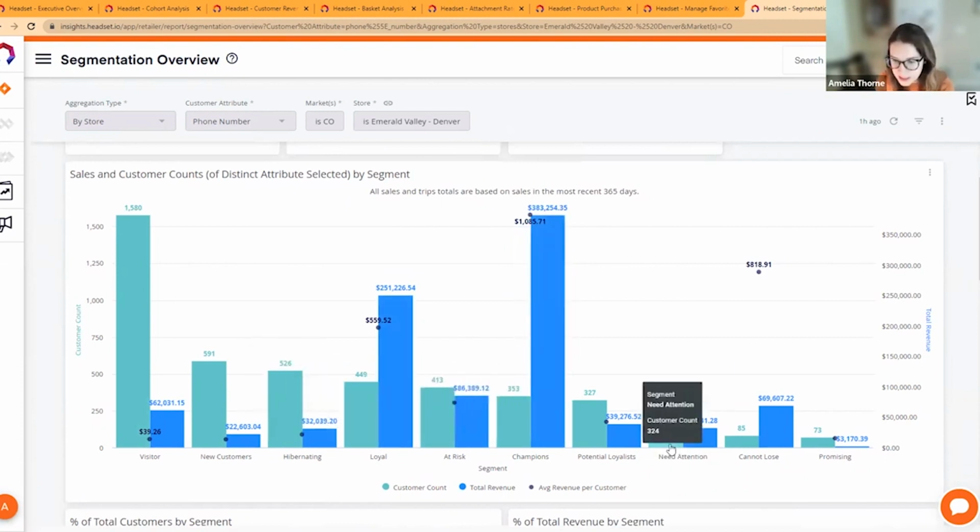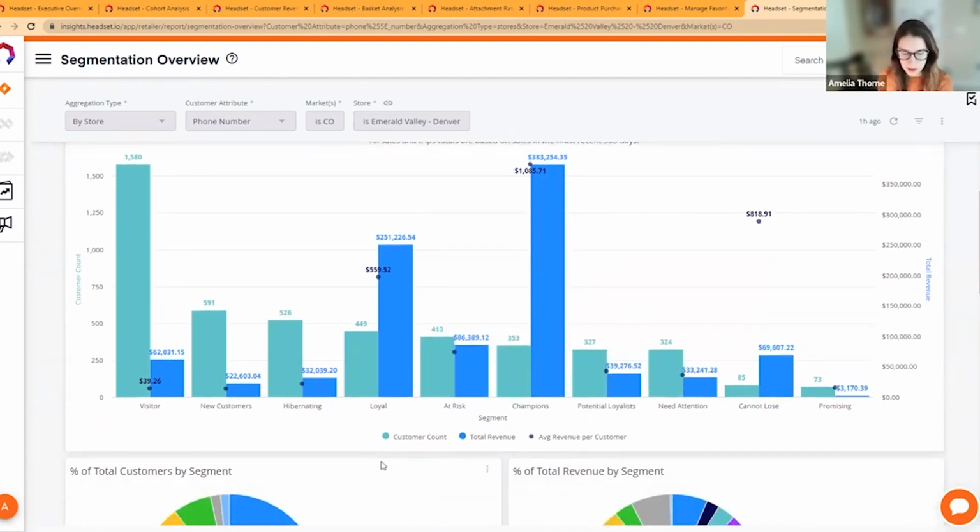Hibernating, or let's say like needs attention. We have a decent amount of needs attention, but they brought in like an okay amount of revenue. Same with at risk. So if we really want to focus on, okay, our millennial males that like to buy concentrates and flower, they're shopping around 3 p.m., let's figure out how to maybe sort by our millennial males and our at risk to try and entice them to come back into the store.